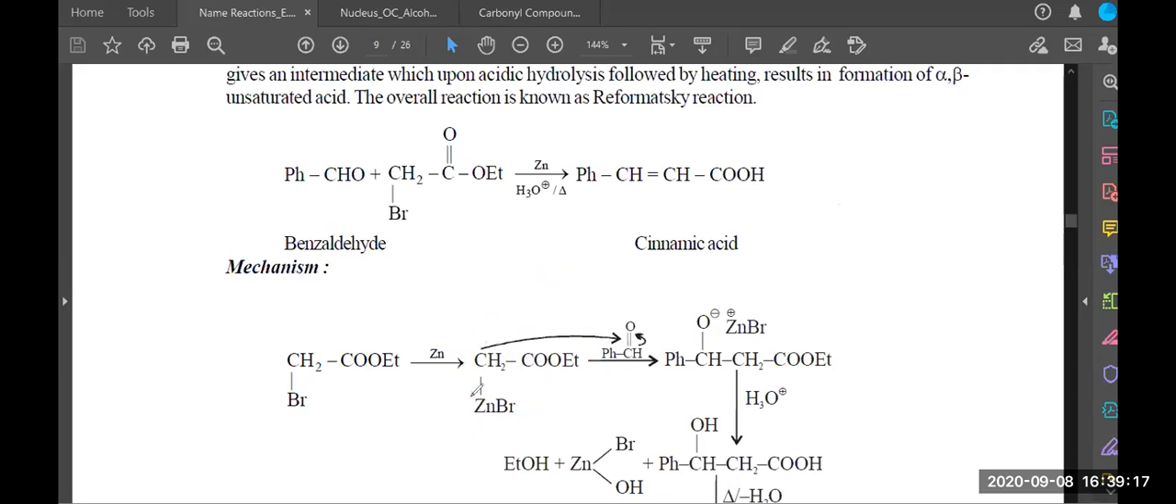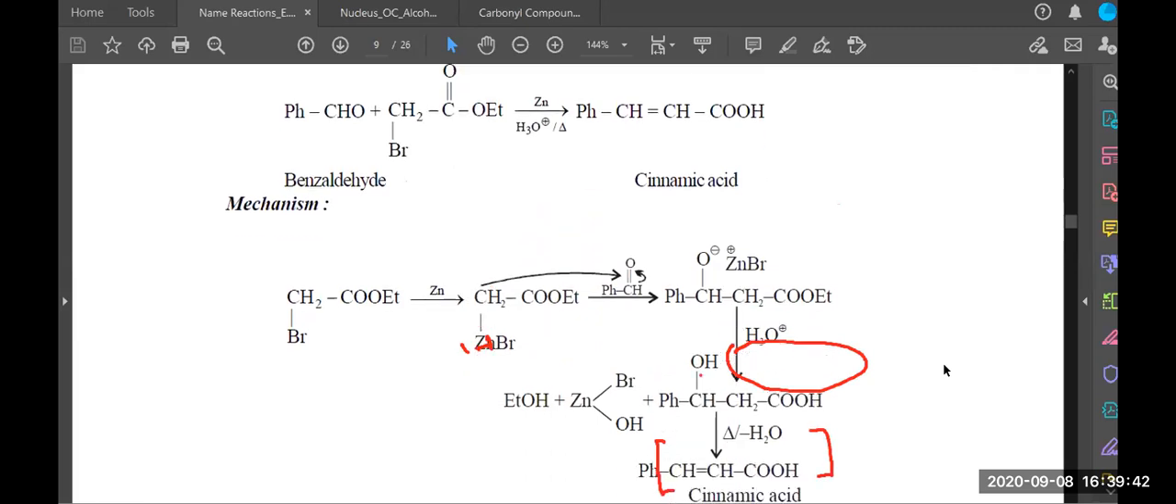Okay, everyone. So once this is formed, then it is easy. It will attack on this carbon. This is your nucleophile. And O minus, instead of H plus we have Zn and Br. So if you give H plus, it will be removed. You will get this. Agree, everyone? Now after heating, it will form cinnamic acid, right? This.